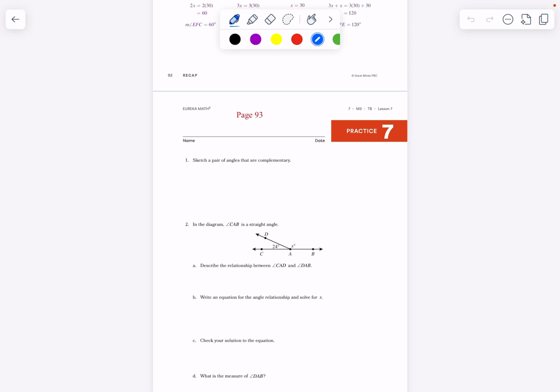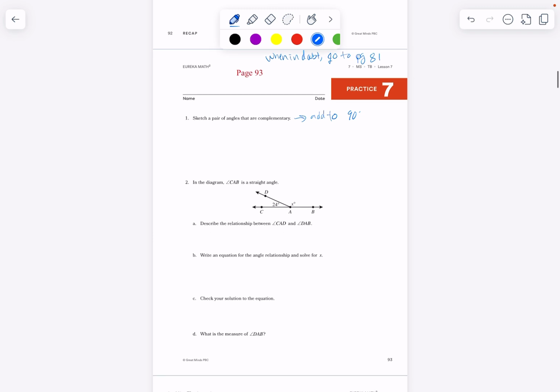Number 1 here, sketch a pair of angles that are complementary. Basically, what you need to do for this one is the angles need to add to 90 degrees. Basically, all these notes today, if you go to page 81, it's going to help you the most. So I'm going to say, when in doubt, go to page 81. Those are the notes I gave you today. So let's go ahead and dive into these problems.